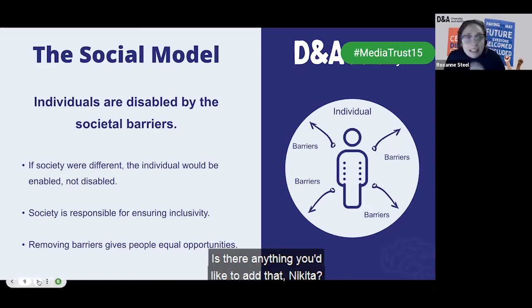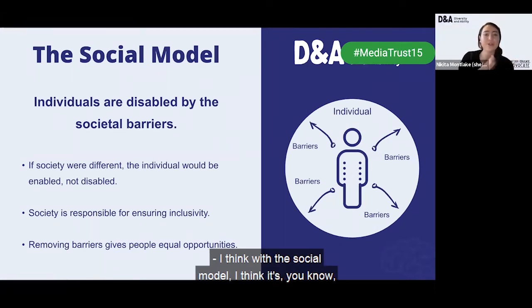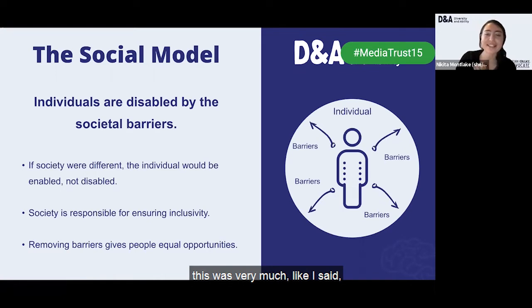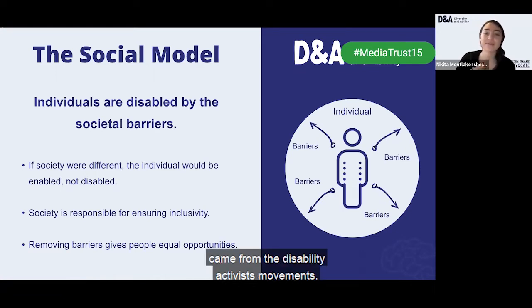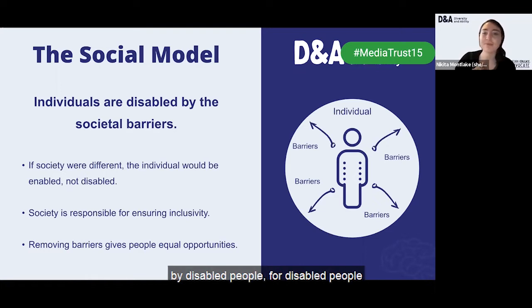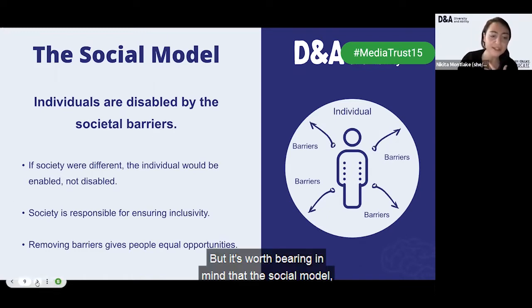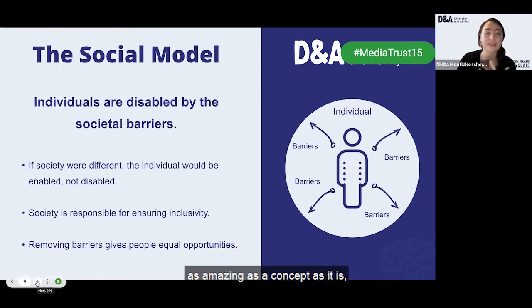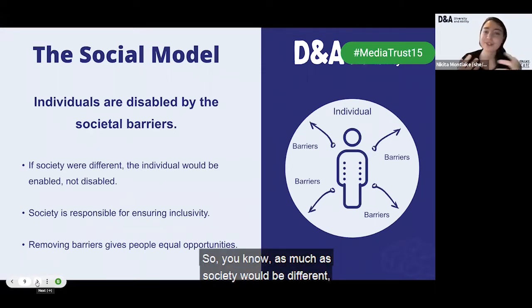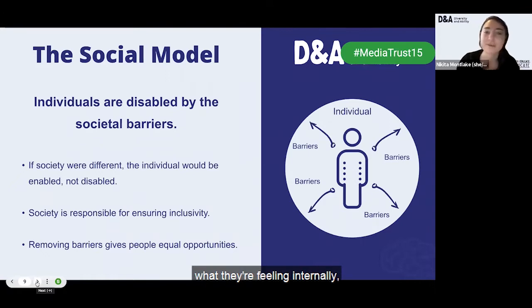Is there anything you'd like to add to that, Nikita, or would you like to do the celebratory model? I think with the social model, like I said, this came from the disability activist movement. This was something that was spearheaded by disabled people, for disabled people, to really shift that focus away from us being the problem. But it's worth bearing in mind that the social model, as amazing a concept as it is, doesn't necessarily apply to everyone, especially people who have chronic pain or illness in that respect.